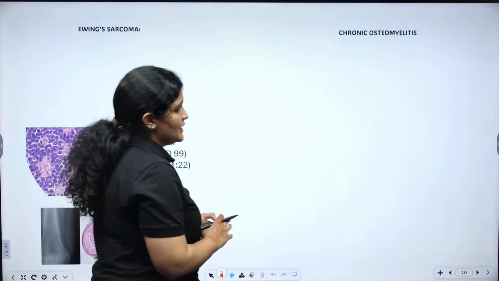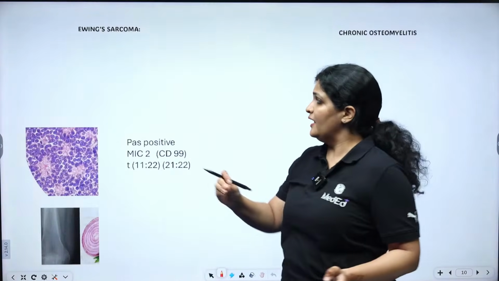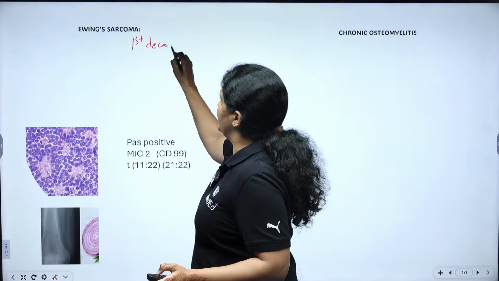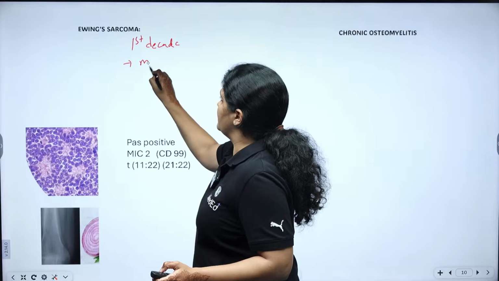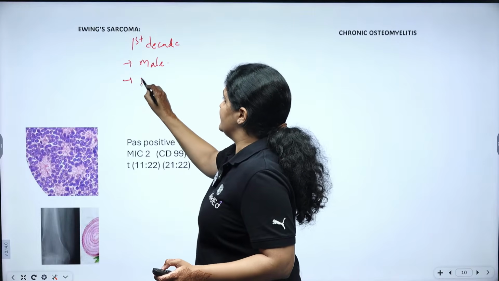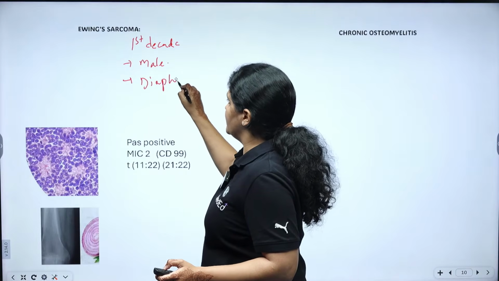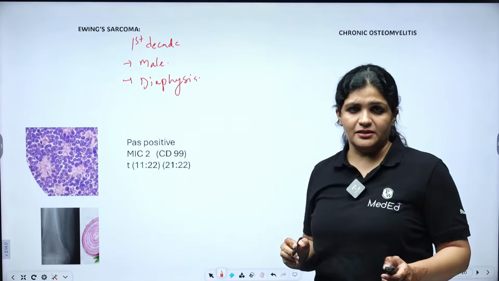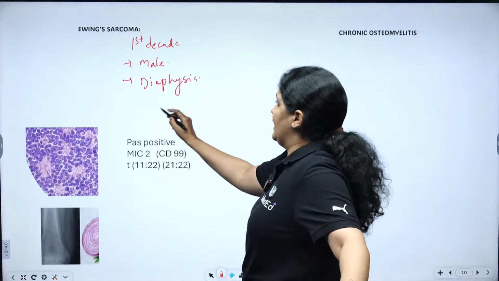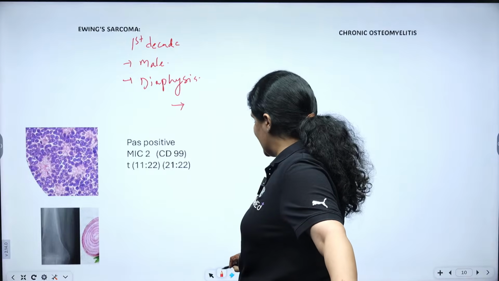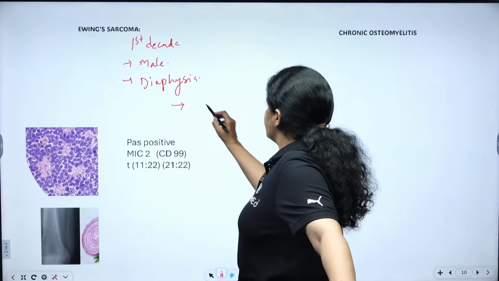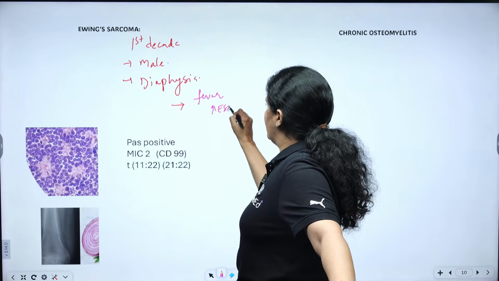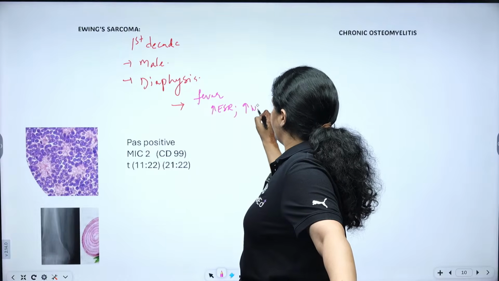Now, let us talk a little bit about Ewing sarcoma again. We have said that it is in the first decade of life, and you know it is much more common in males, right? And it is the diaphysis which is very much involved. So the most common part of the bone involved is the diaphysis, right? You have to remember this, and you also have to remember that it presents like an infection, where you see fever with raised ESR and raised WBC, right?